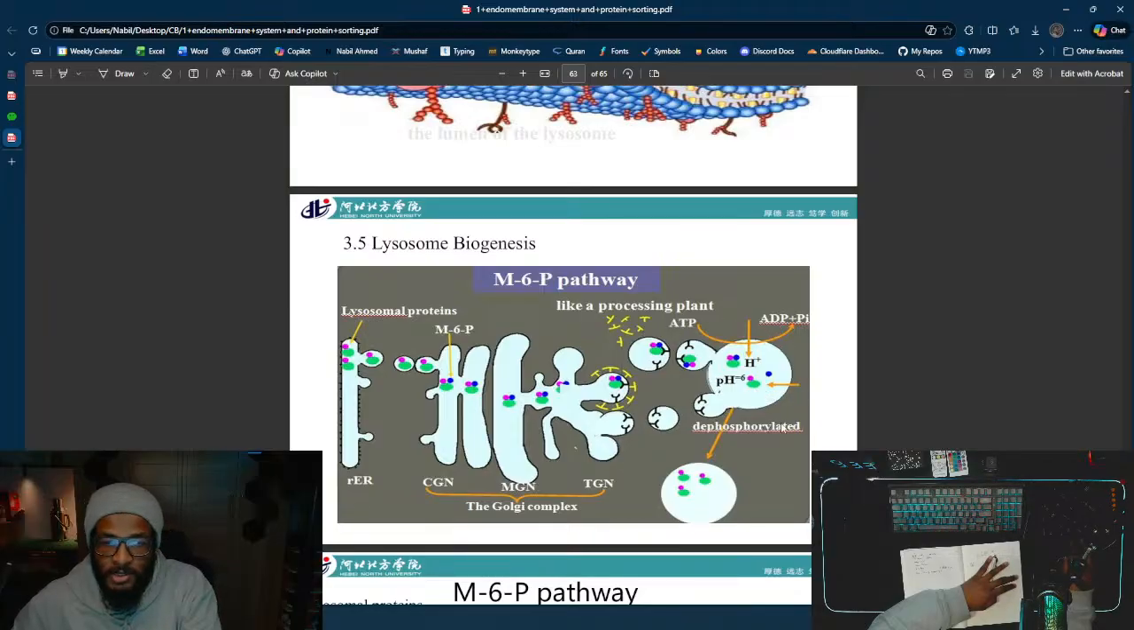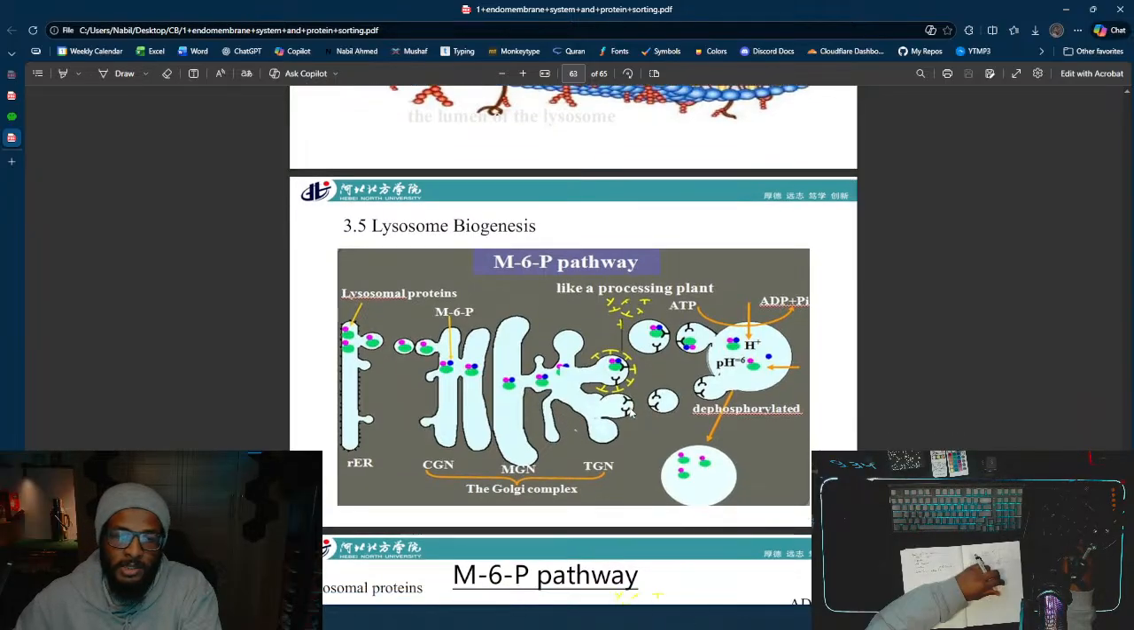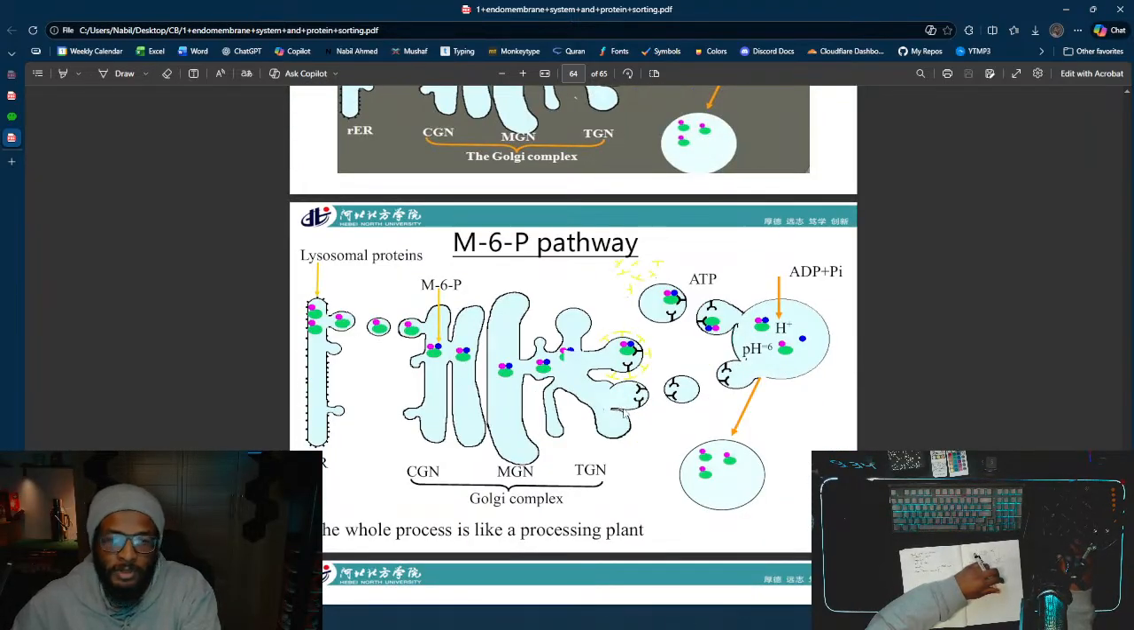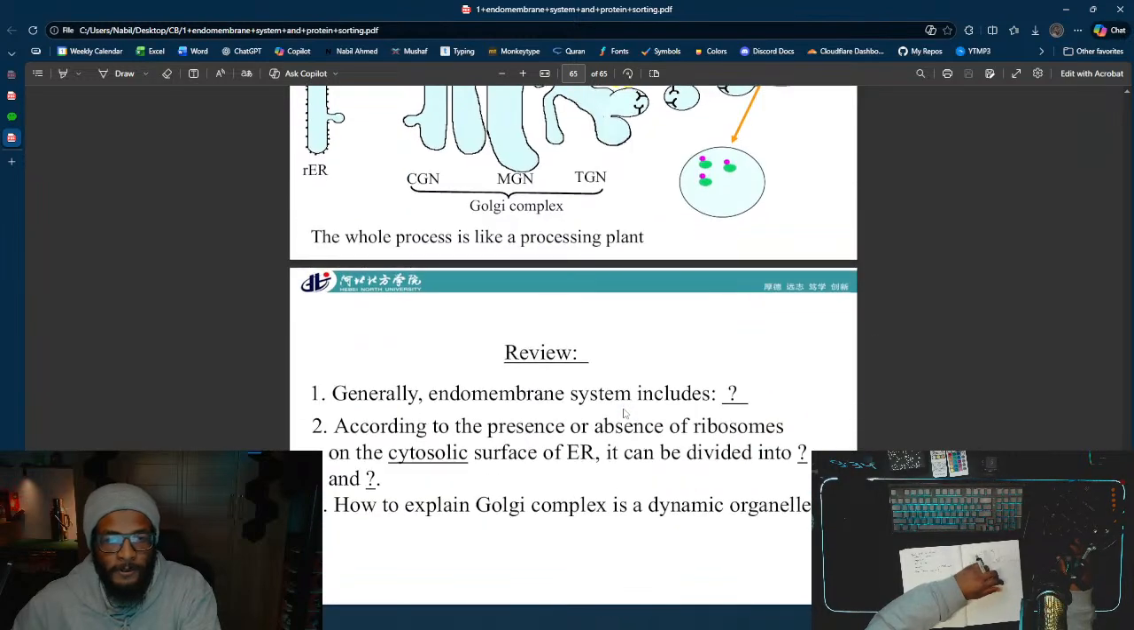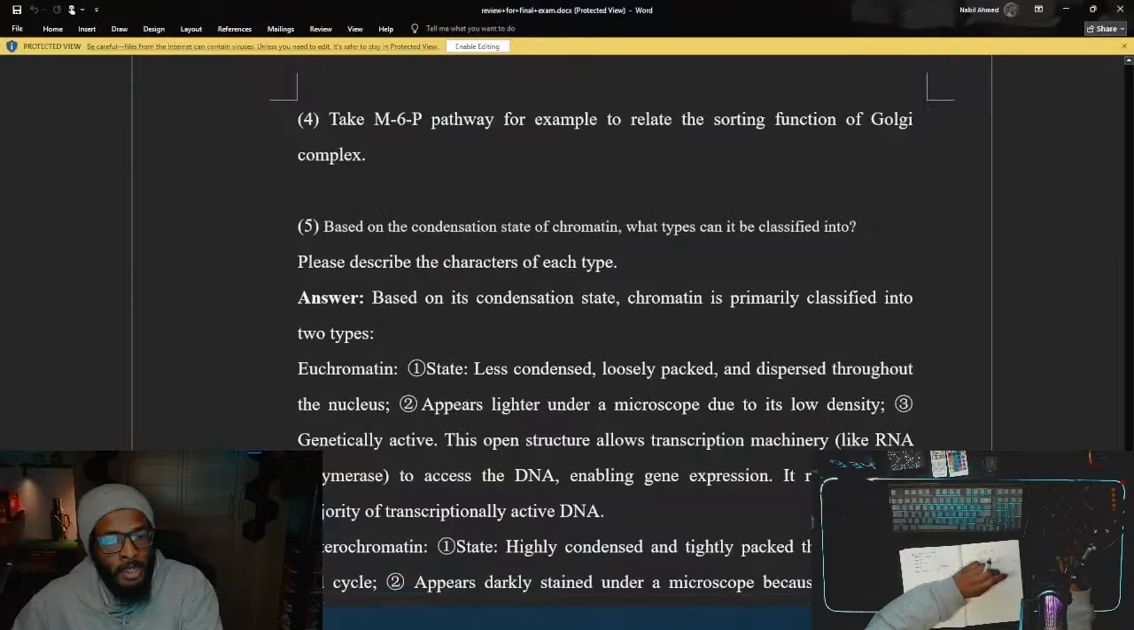And because of the acidic nature of the endosome, the receptors detach from the endosome. And because of that, the receptors go back to the trans Golgi network, the trans face, the mature face. Okay, that's about it.